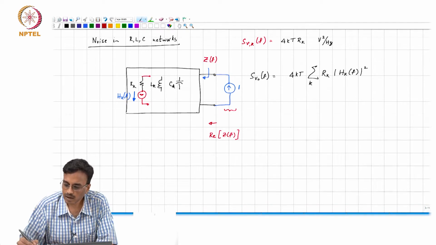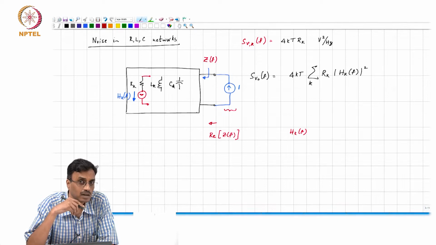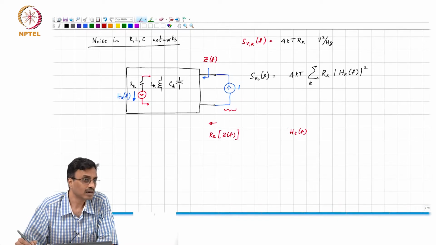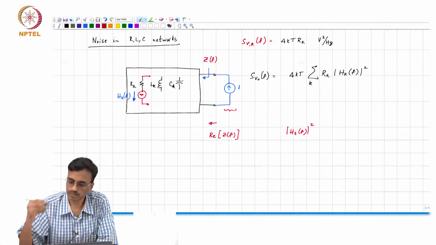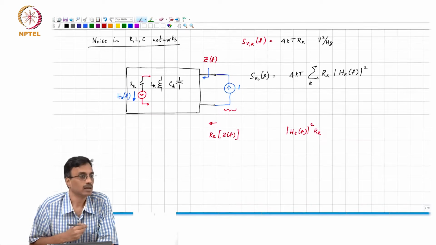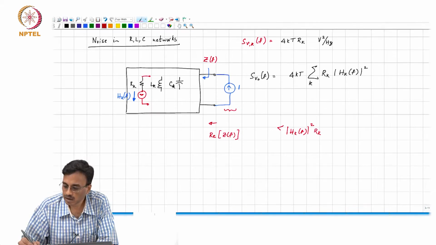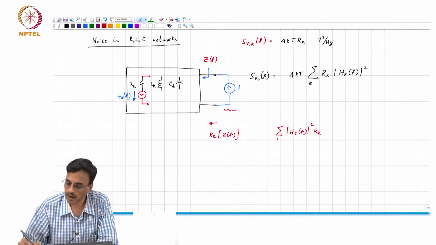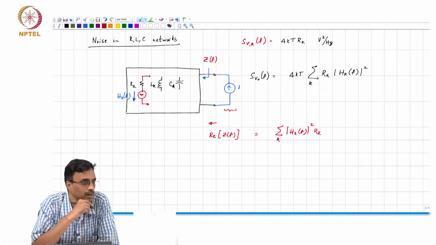Right, that is nothing but Hk of f. So, what is the power dissipated in the kth resistor? Yes, mod Hk of f the whole square times Rk. So, what is the total power dissipated in all the resistors? It is simply the sum over all k, and that must be equal to, does it make sense, people?